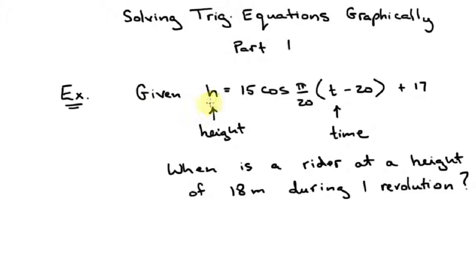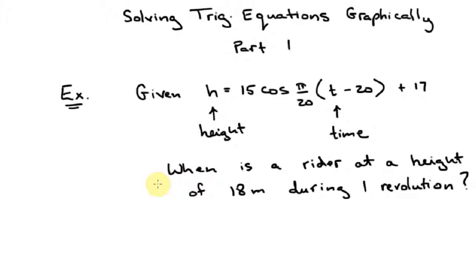It says, given this function here, h, which is the height of the person on the Ferris wheel, height equals 15 times cosine of pi divided by 20 times t minus 20, plus 17. And presumably this is the time in seconds since a person has gotten on the Ferris wheel and it's spinning. So here comes the question: when is a rider at a height of 18 meters during the one revolution, let's say the first revolution?